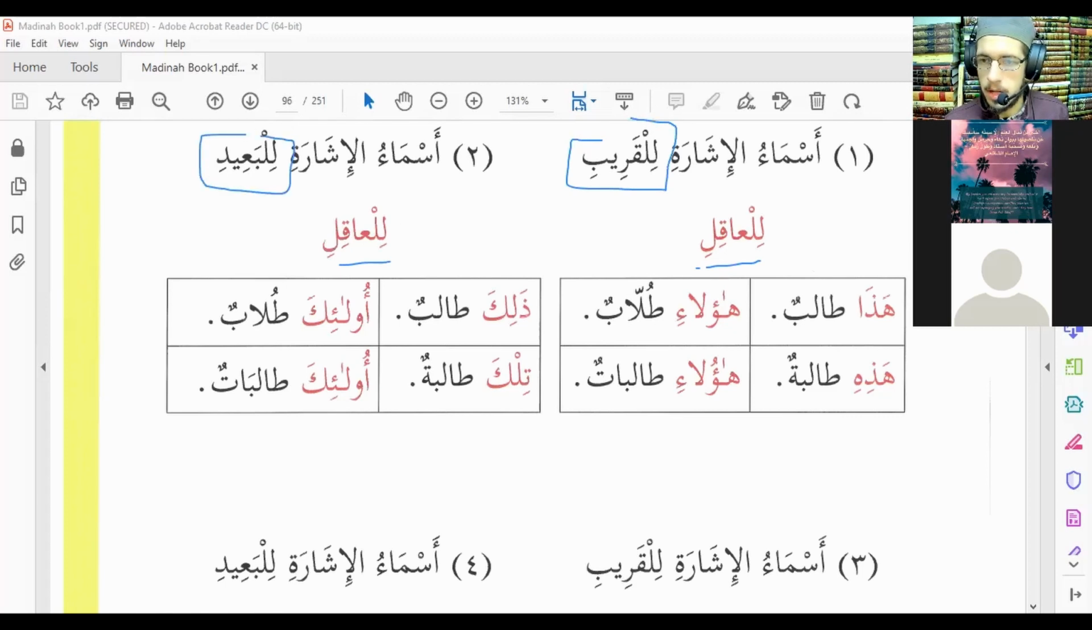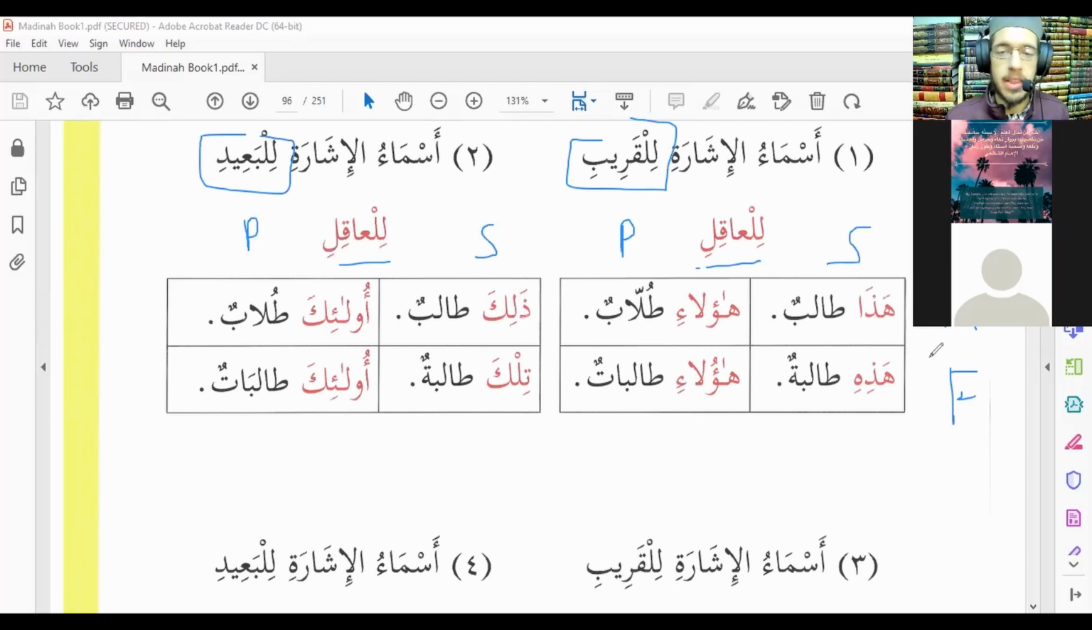Over here, I'm going to move this out of the way. This is for masculine. This is for feminine. This is for singular. This is for plural. Same thing, masculine and feminine goes all the way across. This is for singular, and this is for plural.